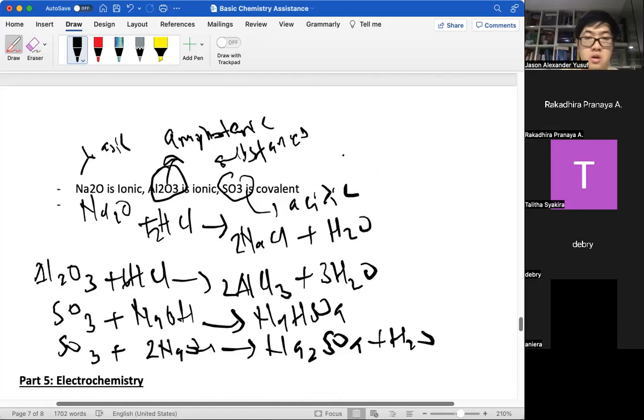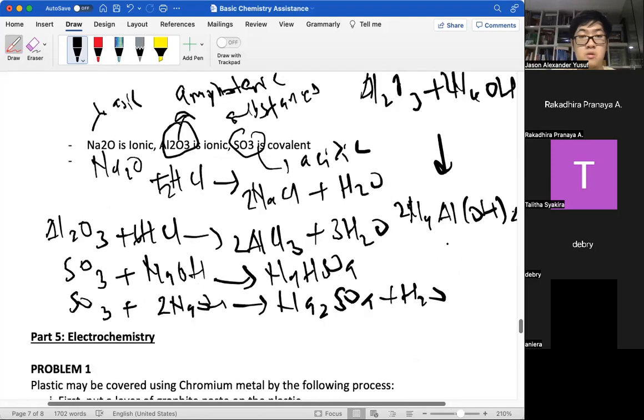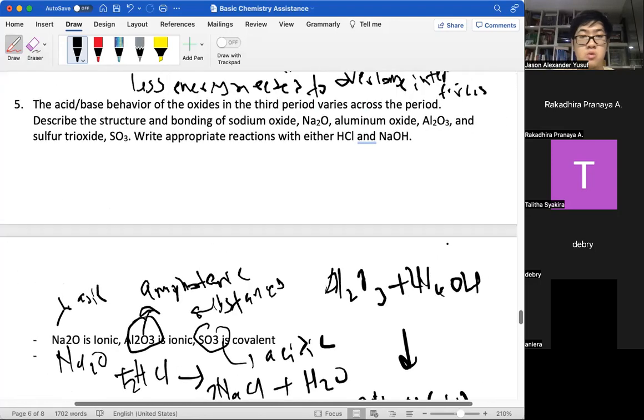And for Al2O3, as I've said before, it's amphoteric and can react with both acids and bases. Hence, we have Al2O3 plus NaOH to get a substance known as sodium aluminate, or NaAl(OH)4. Okay, so these are all the reactions that we need to do.